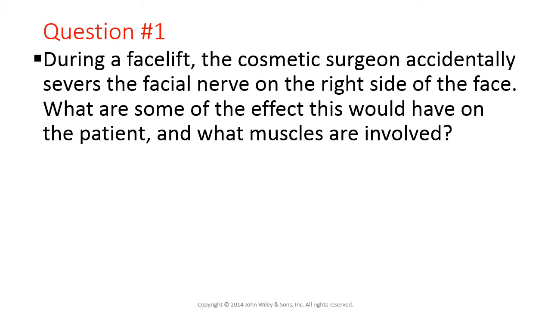So basically you think of pretty much any kind of facial expression. That could be smiling, could be grimacing, could be blowing, whistling, it could be frowning, it could be pouting. Any number of things could have been affected by having the facial nerve severed. So basically, if you were to answer any one of those muscle groups or any one of those particular actions that could be affected, you'd be correct.